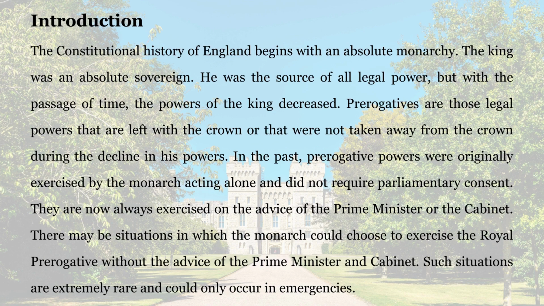In the past, prerogative powers were originally exercised by the monarch acting alone and did not require parliamentary consent. They are now always exercised on the advice of the Prime Minister or the Cabinet. There may be situations in which the monarch could choose to exercise the royal prerogative without the advice of the Prime Minister and Cabinet. Such situations are extremely rare and could only occur in emergencies.